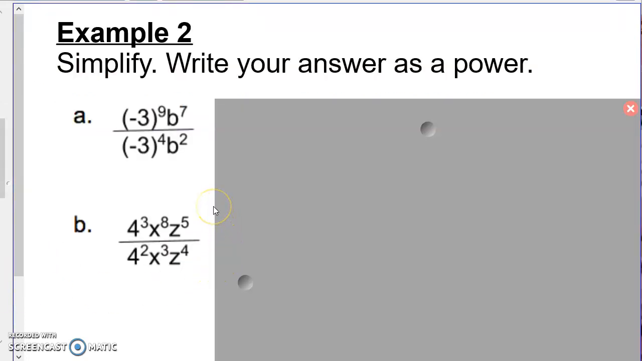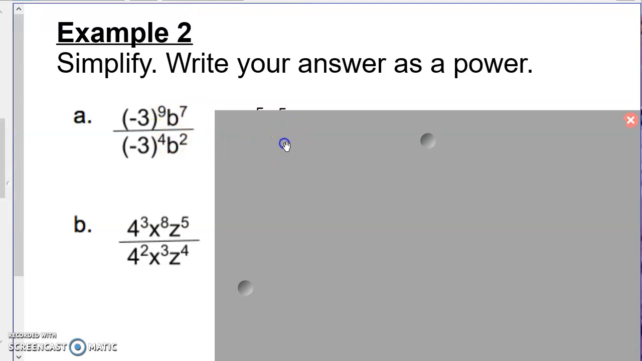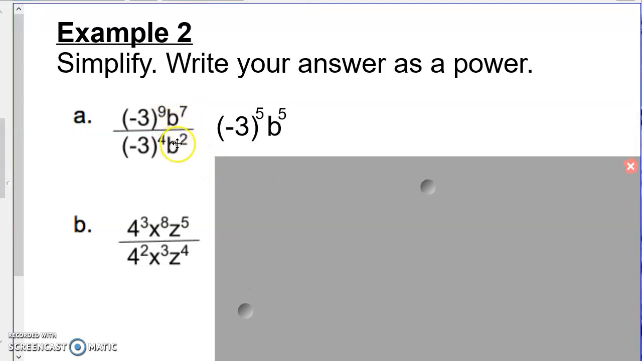Example 2, simplify, write your answer as a power. Now we're getting into a little bit more complex ones. I see negative 3 and negative 3 have the same base, so I'm going to subtract 9 minus 4, which leaves me with 5. Then I have the same base with these b's, so I'm going to subtract 7 minus 2, and that's going to leave me with b to the 5th. They want my answer to be written as a power, so I'm just going to keep it like that: negative 3 to the 5th power, b to the 5th power.